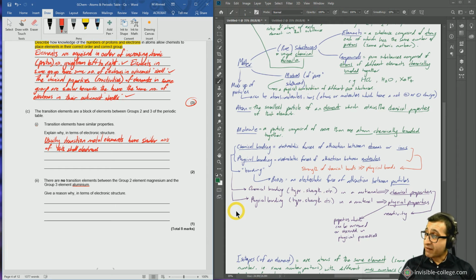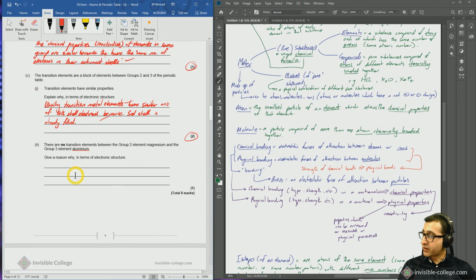And the reason they have similar numbers of fourth shell electrons is because the third shell is already filled. Now again, this is somewhat of a simplification, but this will get you the 2 marks for this question.